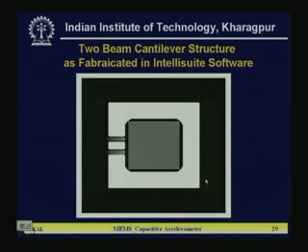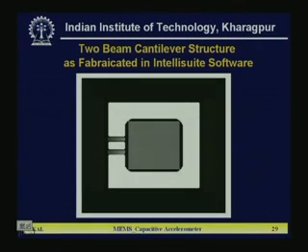Now, the two beam cantilever structure has been simulated, and the fabrication part has been simulated using IntelliSuite software, which is another software, it is not Coventor. In IntelliSuite you can give the process steps and dimensions, and there you can see how the structure comes after fabrication. With the dimensions we suggested earlier in our design, and some tentative process steps, after the process is over, the complete sensing structure looks like this.